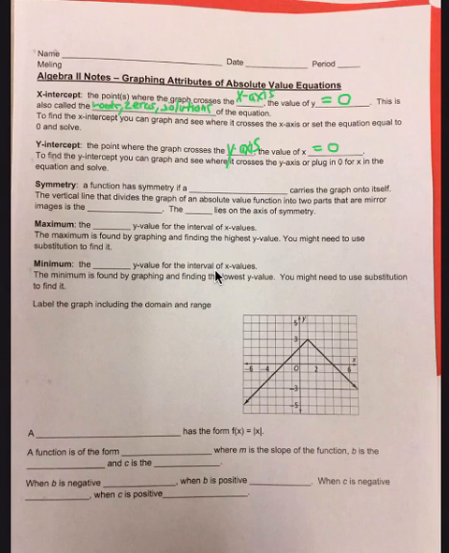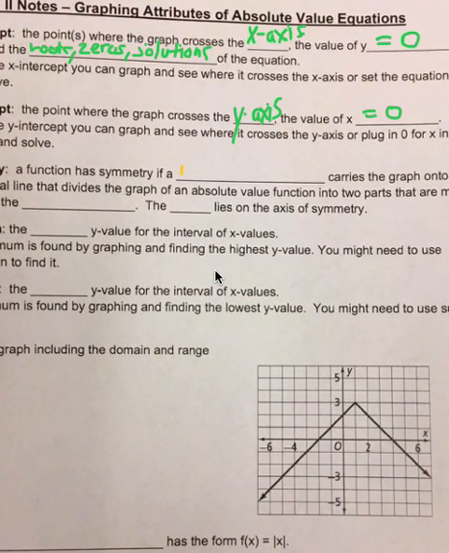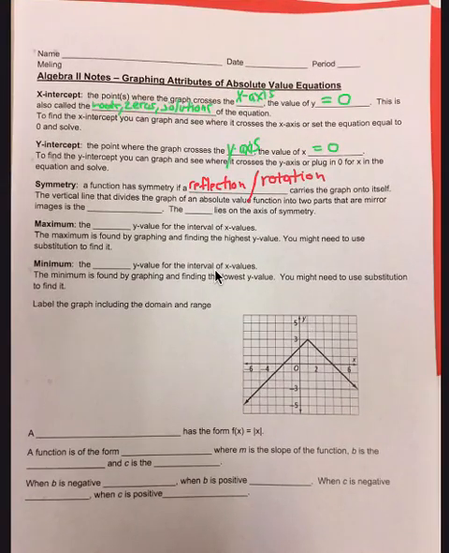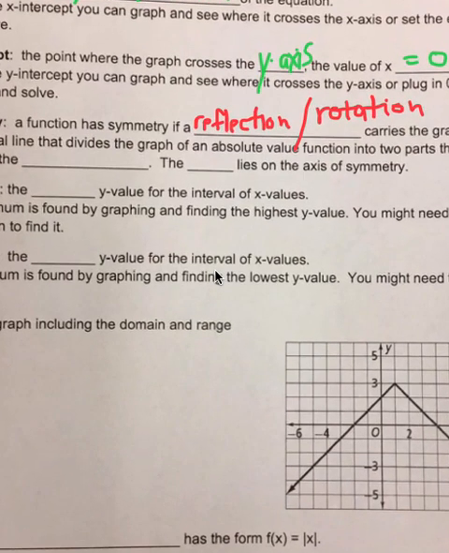Symmetry, we've talked about symmetry before. A function has symmetry if a reflection or rotation carries the graph onto itself. Or we think of the vertical line that divides the graph of an absolute value function into two parts that are mirror images. That is called the axis of symmetry.